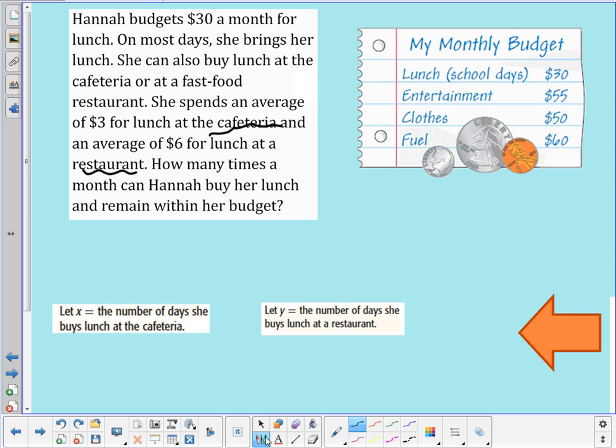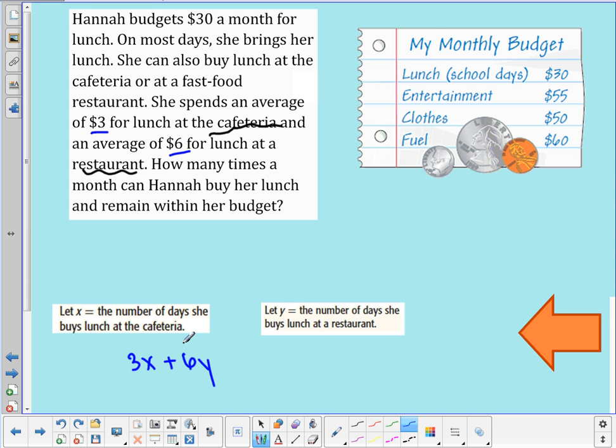Now I need to write this inequality. For every day that she buys lunch at the cafeteria, she's spending an average of $3. So that's $3 times every X. And for every day that she buys lunch at the restaurant, she's spending an average of $6. So to that, I'm going to add 6 times Y. So $3 times the cafeteria, $6 times the restaurant.